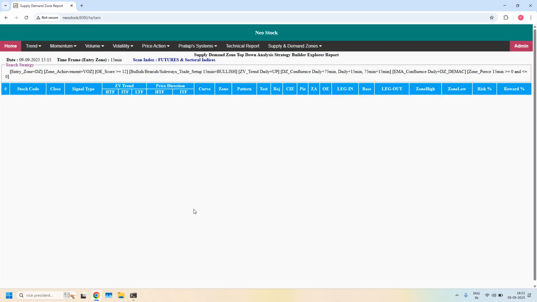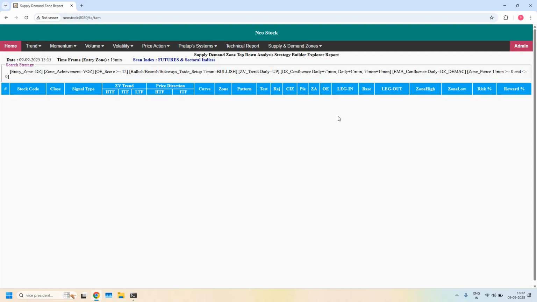So none of them are having daily EMA confluence. Let us check what EMA confluence we selected. So daily demand zone with daily EMA is not available.